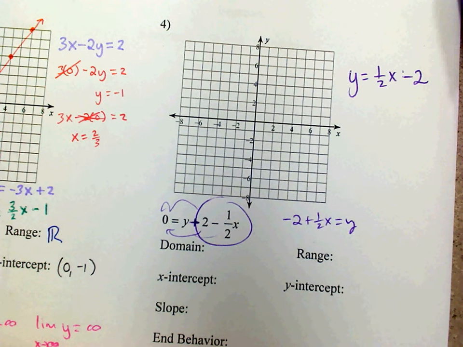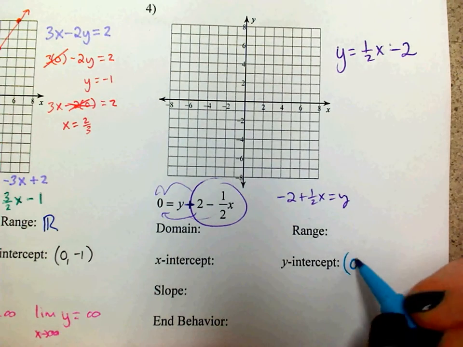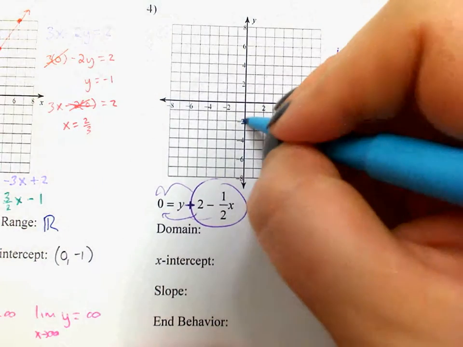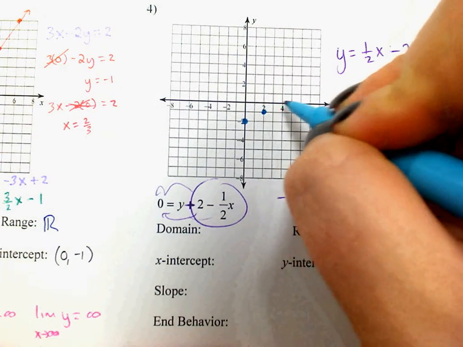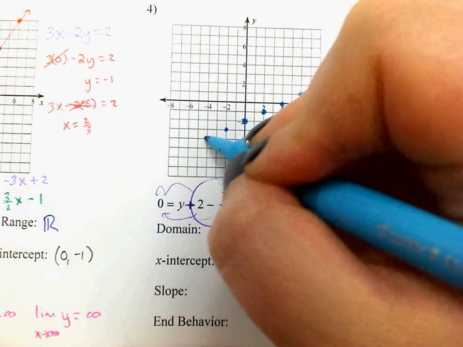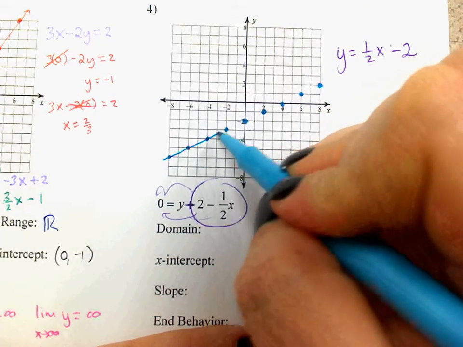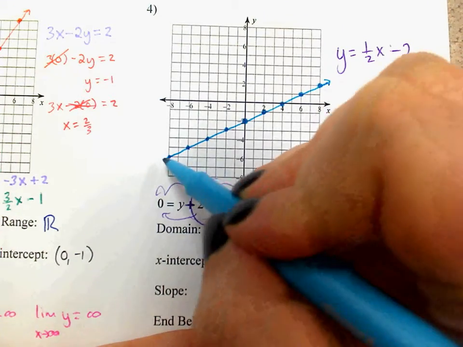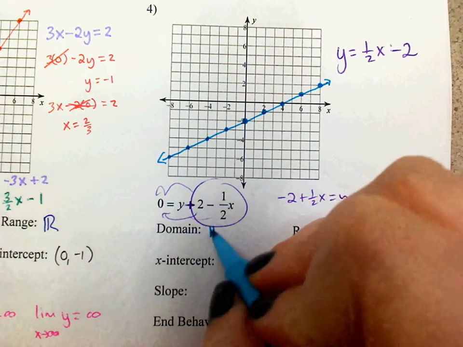Okay. So y-intercept is -2. I could just go ahead and put that down here. And my slope is 1/2, so up 1 over 2. Up 1 over 2, up 1 over 2. Or down 1 to the left 2. Okay. Domain, does it go all the way left and all the way to the right? It does, so all real numbers. Range, does it go all the way up and all the way down? It does, so all real numbers.